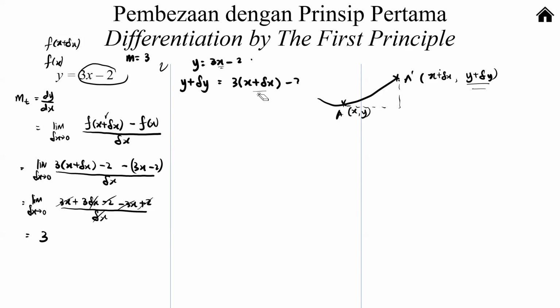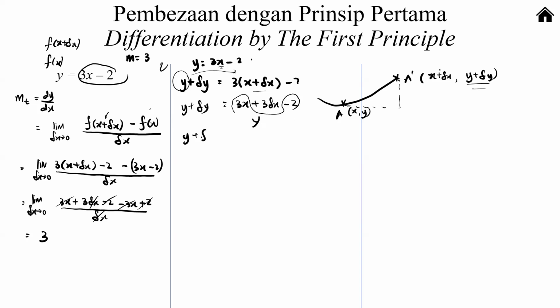Then next, I will open up the bracket here: 3x plus 3 delta x minus 2. Do you see the y here? I bring the y over, so minus the y. It's actually the same as this. Or you will see 3x minus 2 is actually the y. So y plus delta y equals y plus 3 delta x, because 3x minus 2 is y.